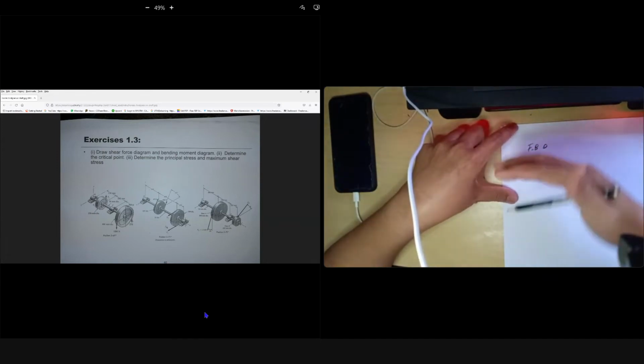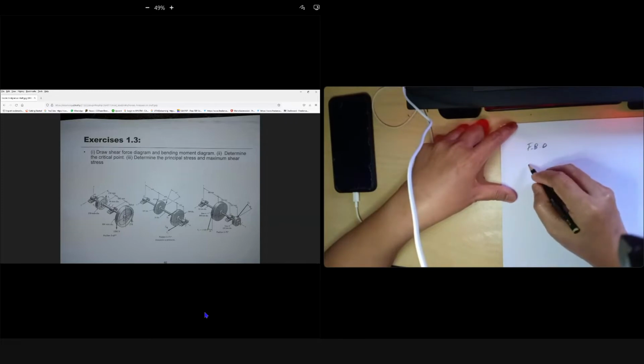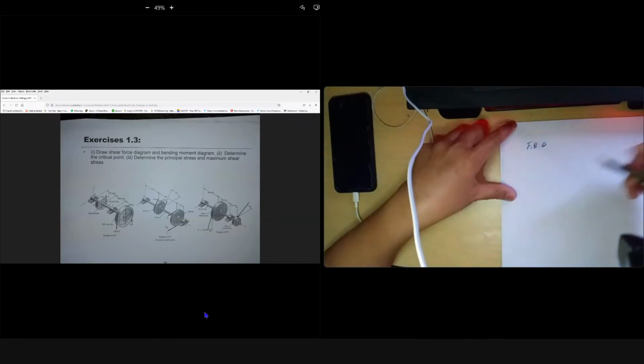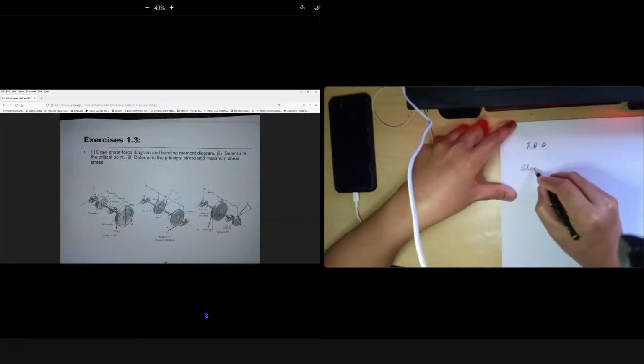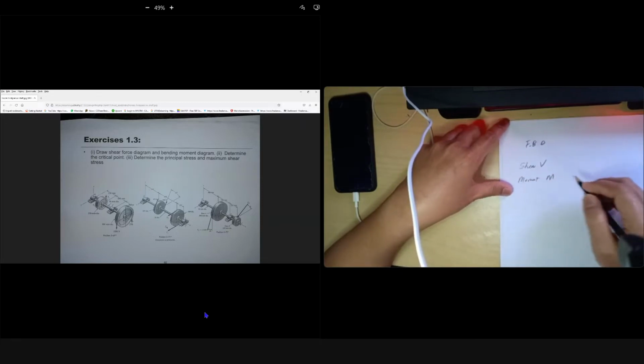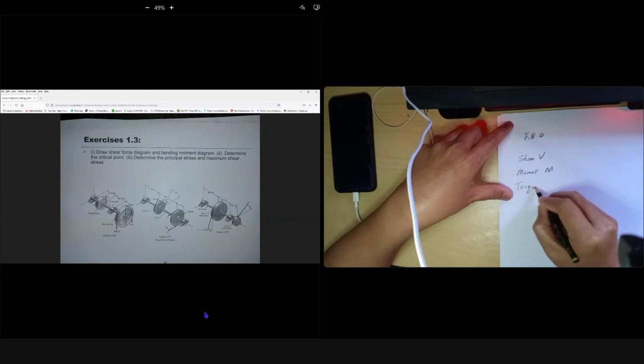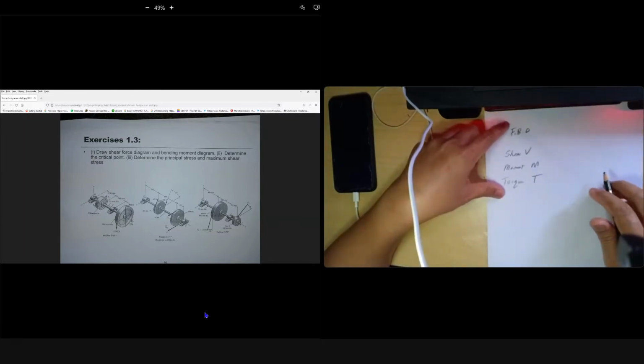Okay, FBD, make sure you order like this. First you draw your FBD, you get all your force reactions, like Ay, Az. Then you draw your shear diagram, your moment diagram, then maybe your torque. If they have a torque diagram, it must also be drawn. The torque diagram is exactly the same.